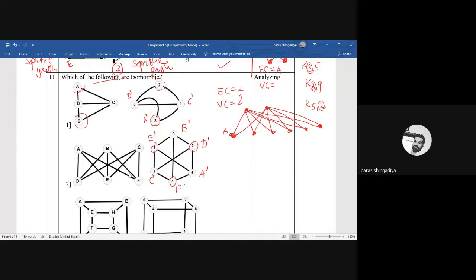So here C dash and D dash should be adjacent with one more vertex, which should have degree 2. There is one vertex available, which is the second vertex, and here we can call it D dash. So the image of each and every vertex of the first graph exists in the second graph. What is the meaning of that? This is an isomorphic graph.